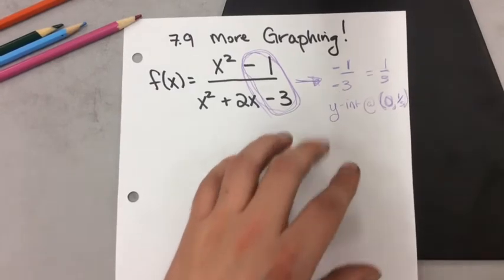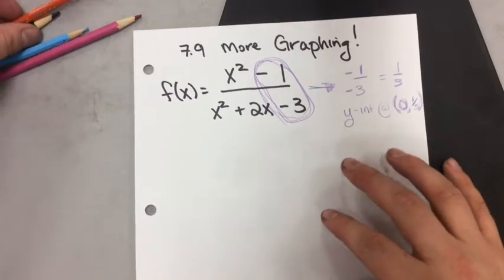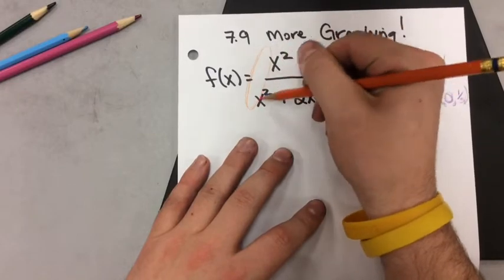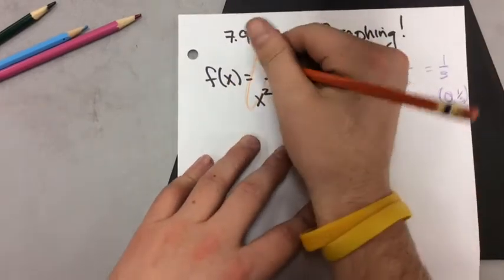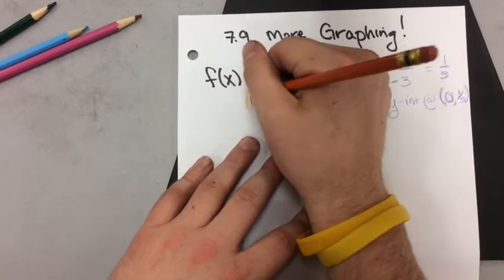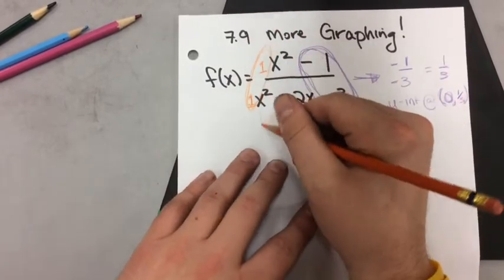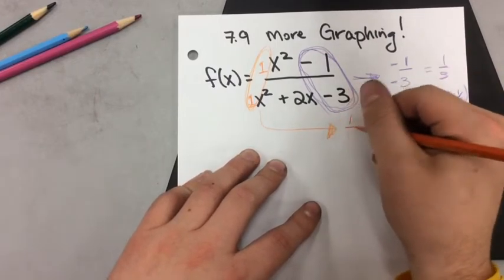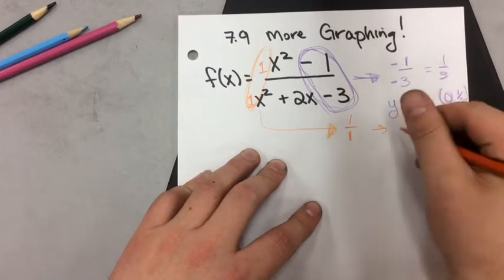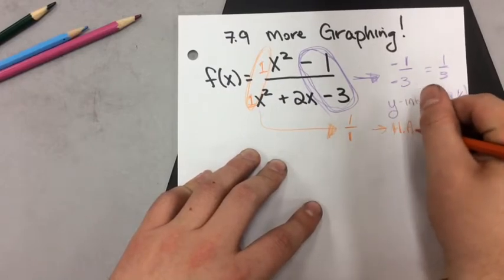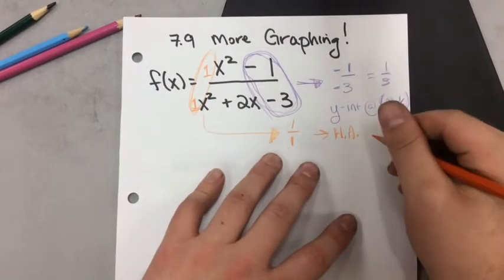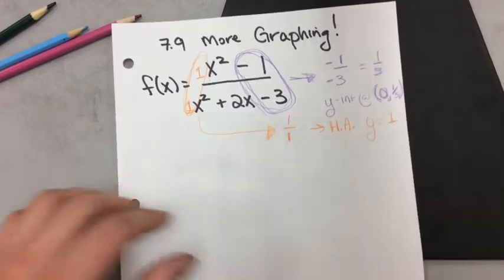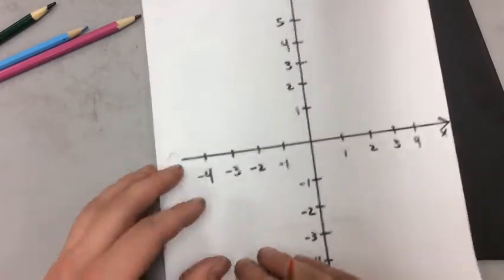Okay, there's 1 point. The next thing I can tell by looking at this equation, since they have the same degree, is to look at the coefficients right here, and what I need to remember is that there's invisible ones. I have a horizontal asymptote at my orange. So the fraction I'm looking at is 1 over 1. This means I have a horizontal asymptote at y equals 1.